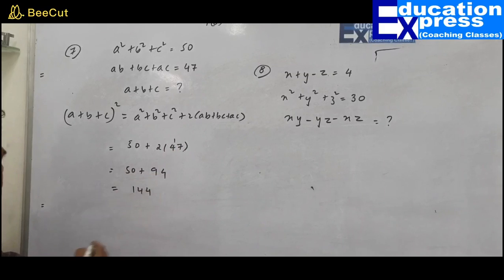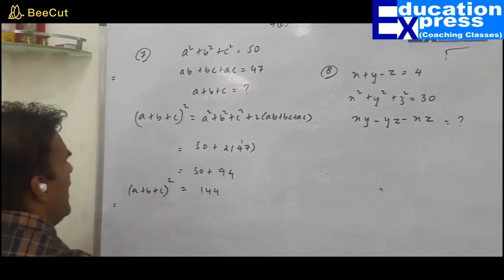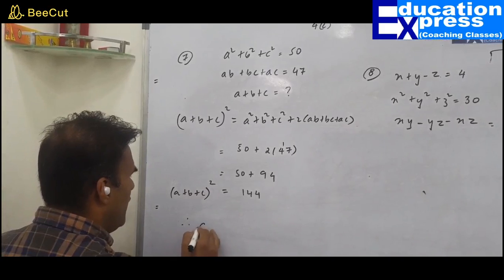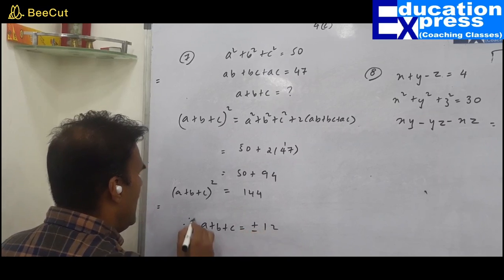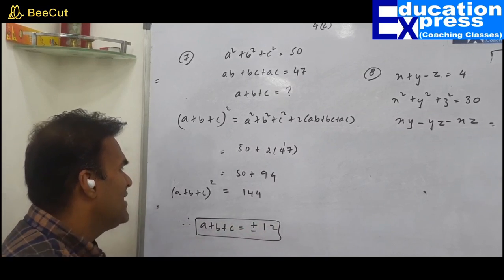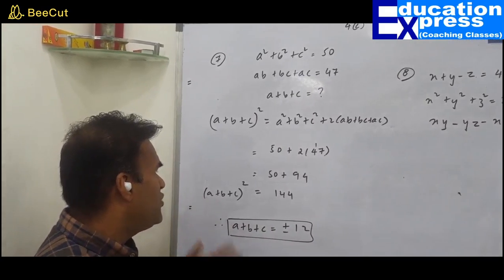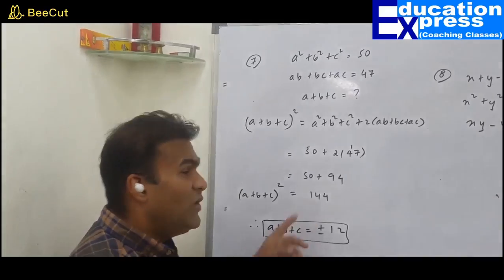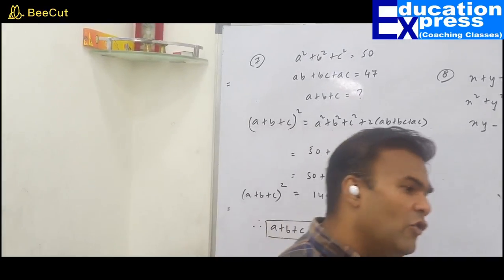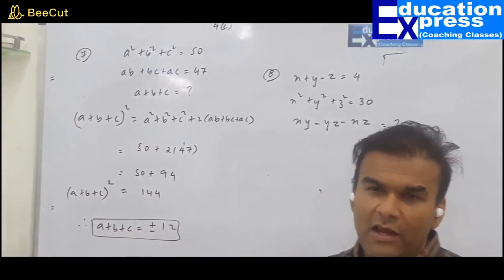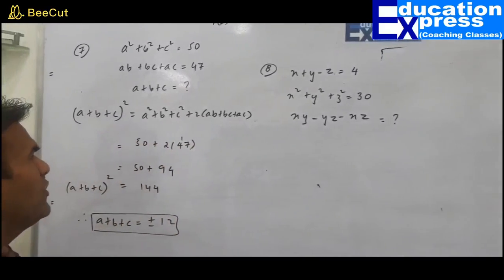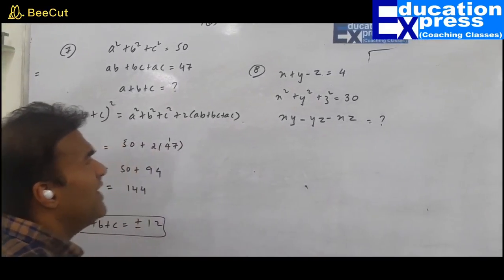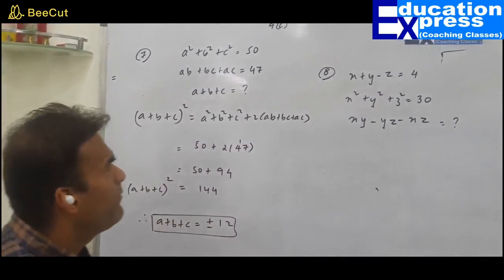That makes 144. Since a plus b plus c the whole square equals 144, therefore a plus b plus c equals plus or minus 12. That is taking square root on both the sides. My friends, please do remember this step. Many students I have seen while correcting their papers, they simply write plus 12 and they ignore minus 12. Please don't do that. It's a very, very important part of it. Unnecessarily the teacher may deduct 1 mark or probably half a mark for no reason, when we know the things that we are going to make a mistake. So please avoid this mistake.